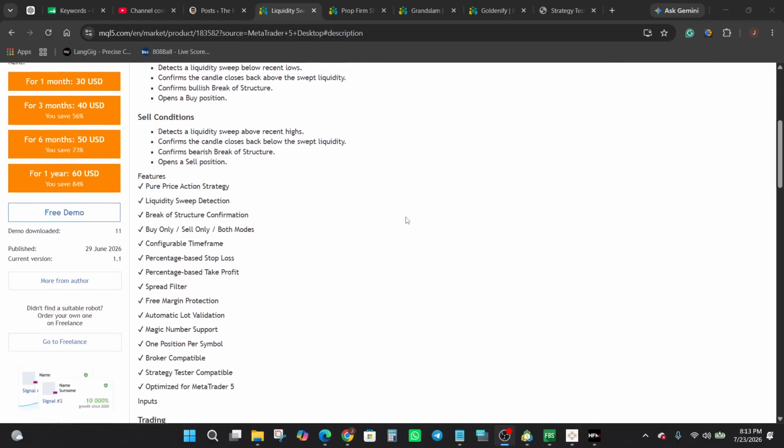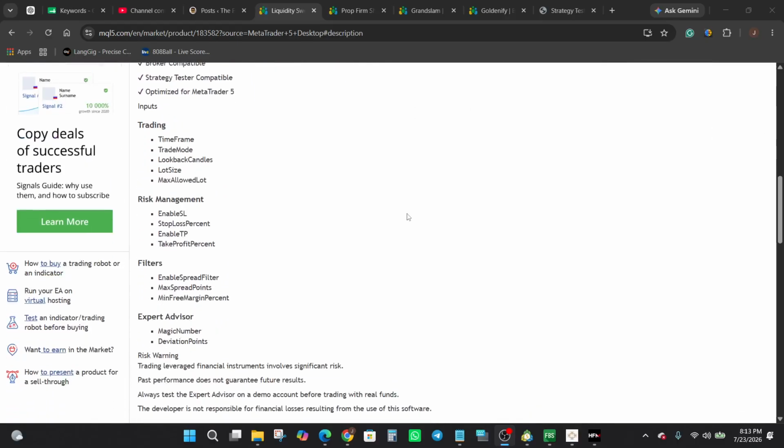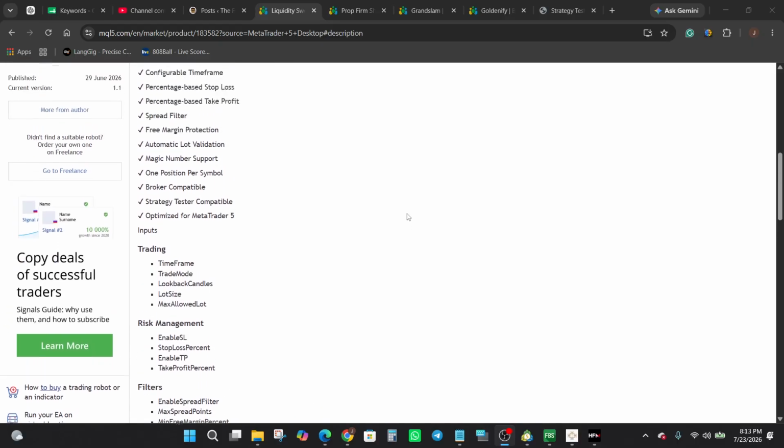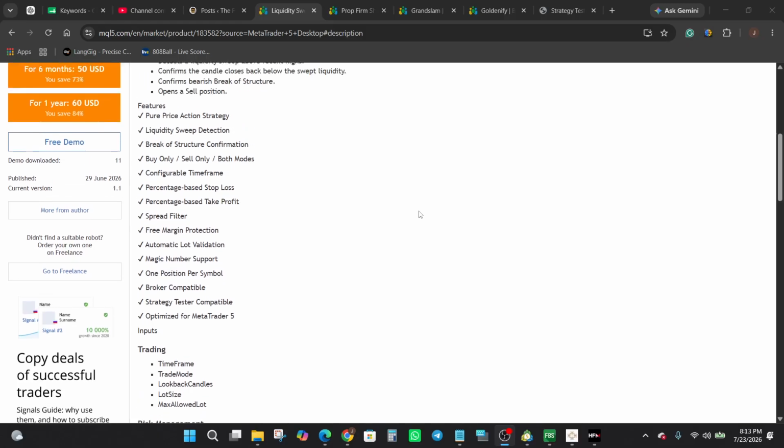So moving down to the inputs section, the developer provides several core customization features. For trade execution, you can select your preferred time frame, choose look back candle length, and set trade modes such as buy only, sell only, or both. From a risk management standpoint, the EA uses percentage based stop loss and take profit inputs rather than fixed pip amounts. This means trade exits adjust relative to account balance dynamics or price volatility depending on setup.